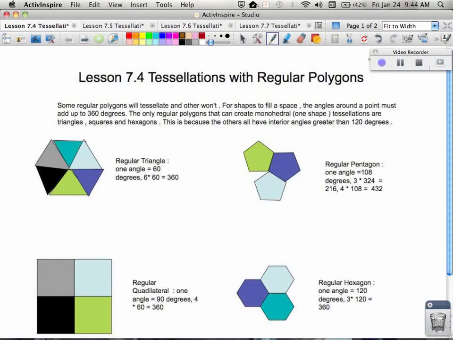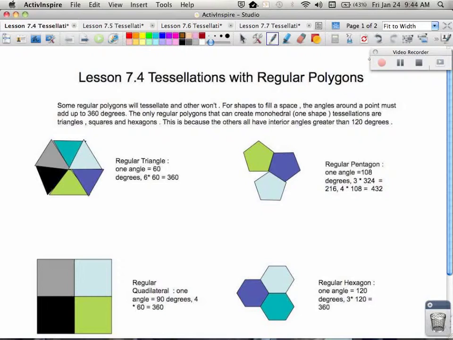In lesson 7.4, we're going to talk about tessellations with regular polygons. Now remember, a polygon just means many-sided figure. And some regular polygons, regular meaning that they have all equal side lengths, will tessellate and others will not. For shapes to fill a space, the angles around a certain point must add up to 360 degrees.